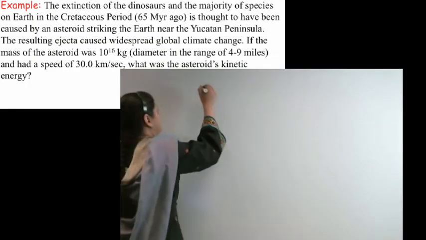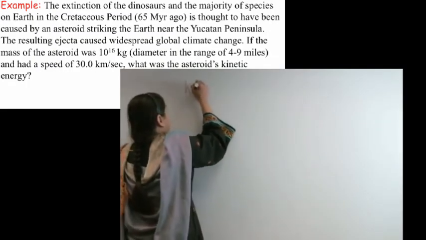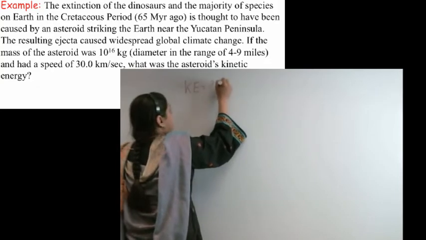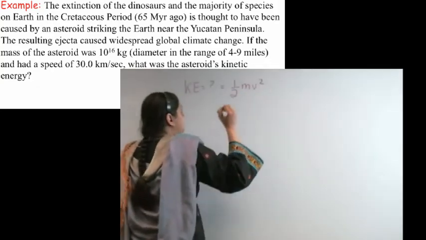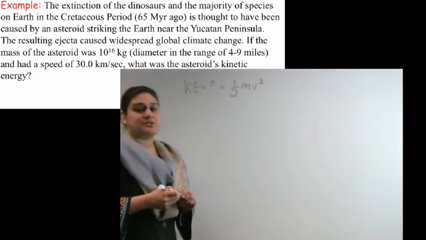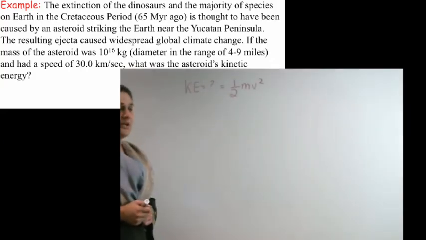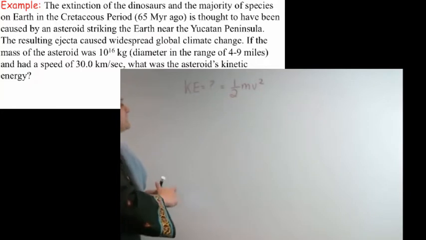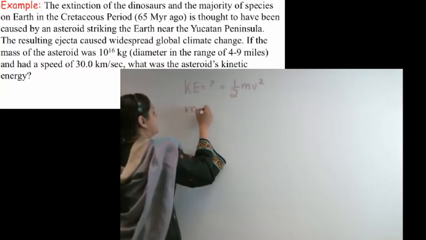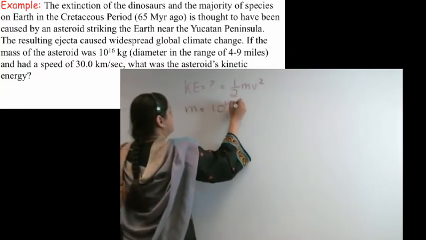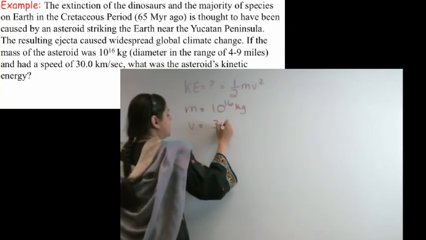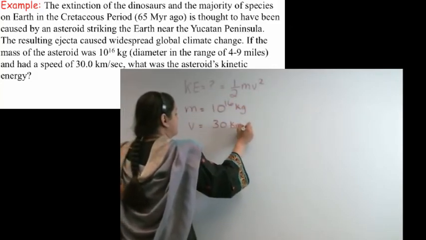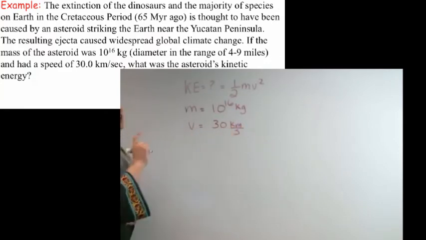They want us to find the kinetic energy of the asteroid. And we know the kinetic energy is given by 1/2 mv squared, where m is the mass and v is the velocity of whatever object you're looking at. In this case, they give us the mass of the object as 10 to the power 16 kilograms, and they give us the velocity of the meteoroid as 30 kilometers per second. So see, they give us kilometers here.